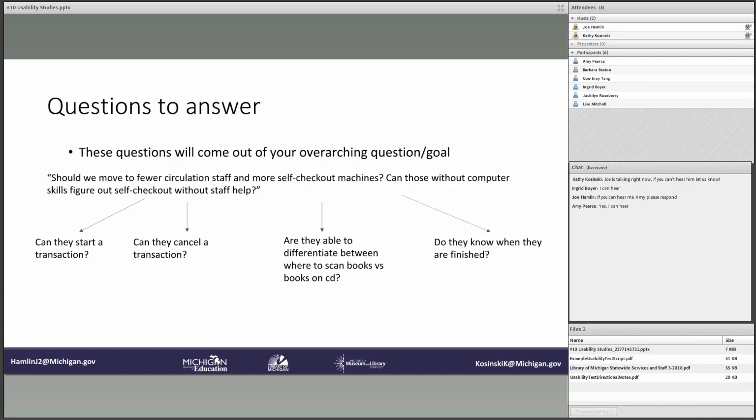So when you look at that, you want to figure out what the different waypoints are that will help you answer that question. For the ones I pulled out here: can they start a transaction? Can they cancel a transaction if they realize they did something wrong? Are they able to differentiate between books and CDs? Maybe you have the barcodes in different areas. Maybe there are things that are weirdly shaped and aren't easy to scan. And most importantly, do they know when they're finished? Is there a done button they have to click? Is there something where they might just leave it hanging, thinking they're finished, but they actually haven't checked it out yet? Things like that.